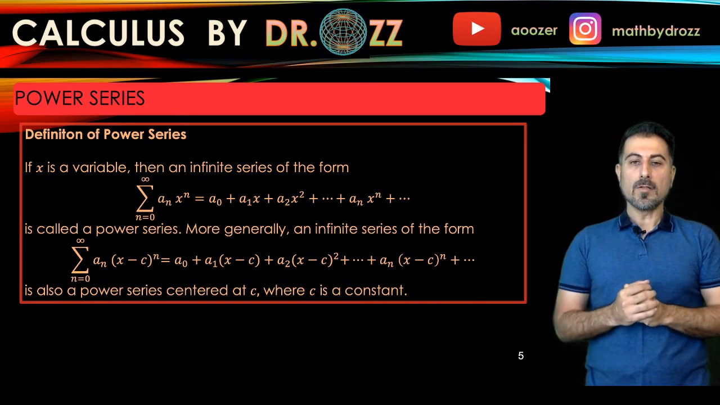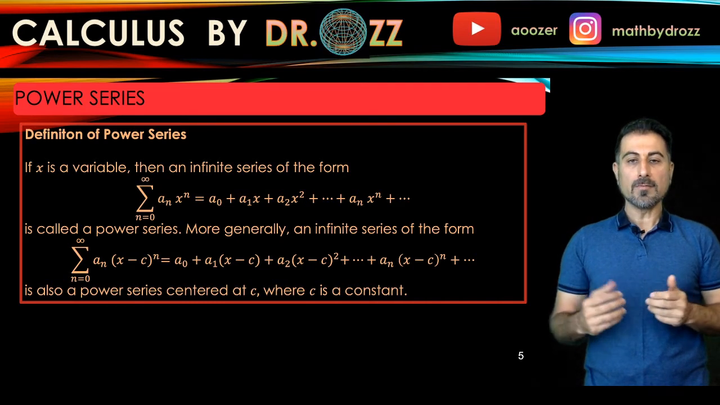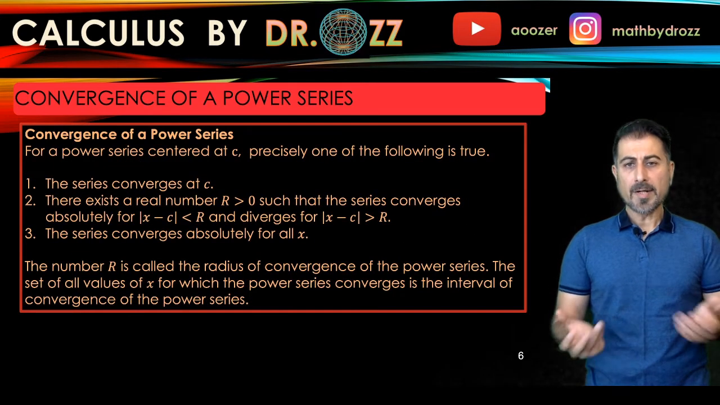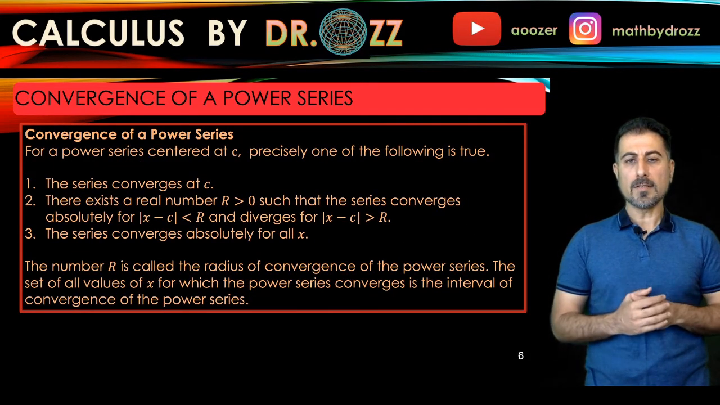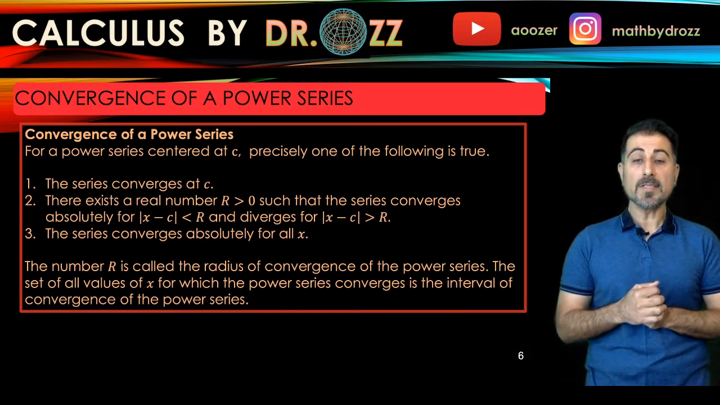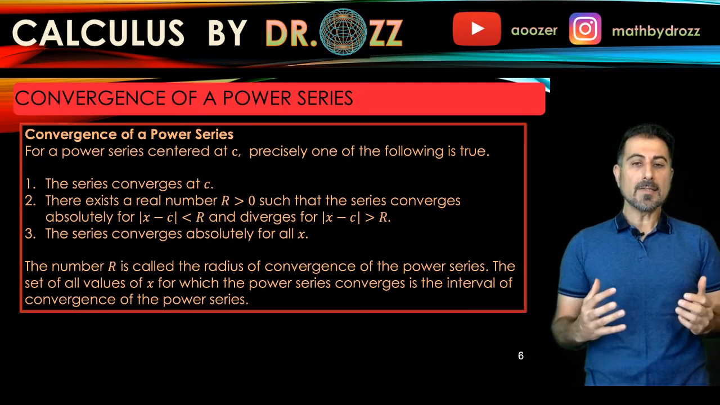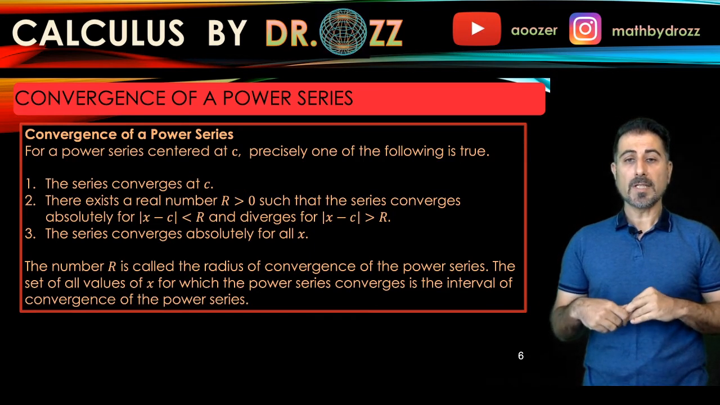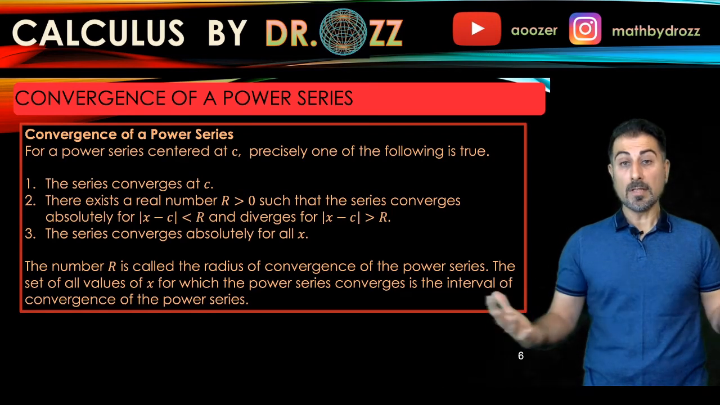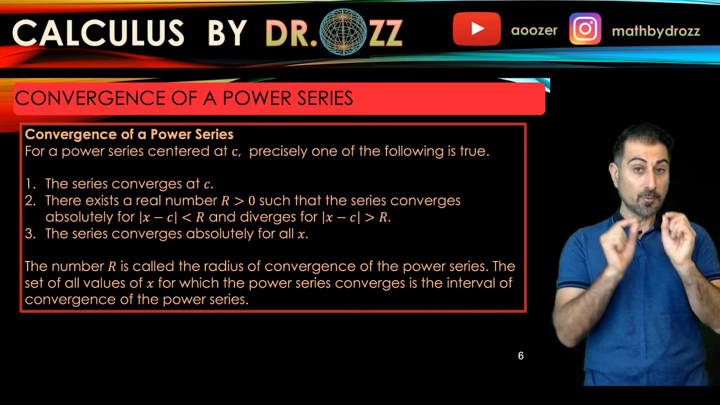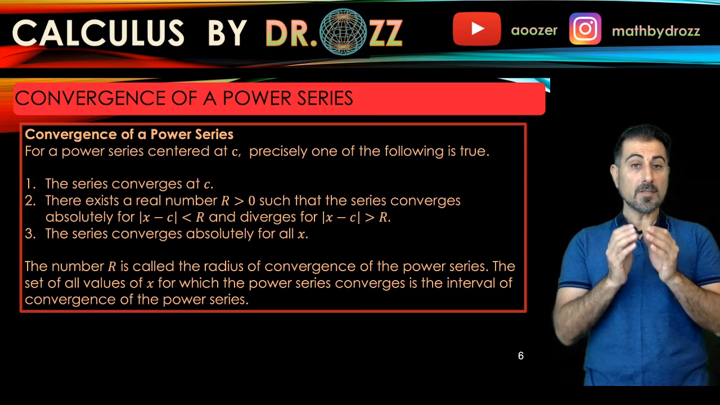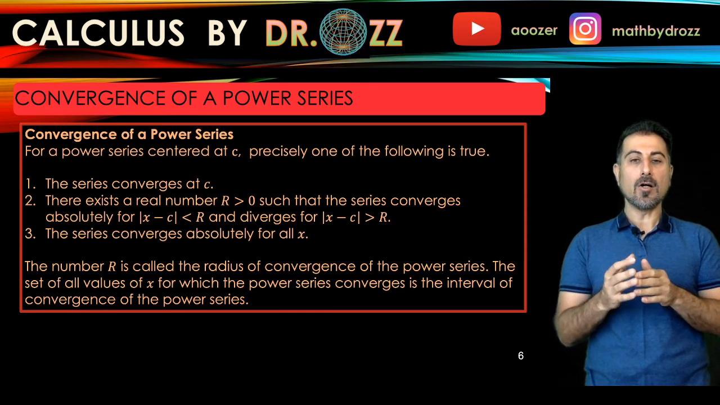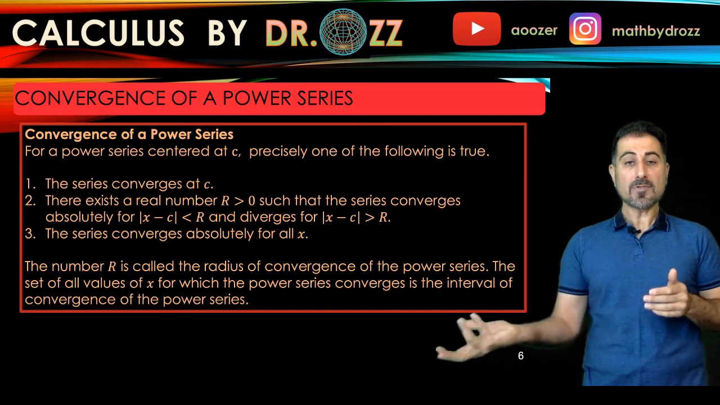So in our exercise, we're going to try to find the radius of convergence. And the radius of convergence is related to the convergence of a power series. When a power series is provided to us, precisely one of the following situations happens. In the first case, the series converges at c only. In the second case, we have a real number R such that the series converges absolutely when the absolute value of x minus c is less than R, and diverges whenever the absolute value of x minus c is greater than R.